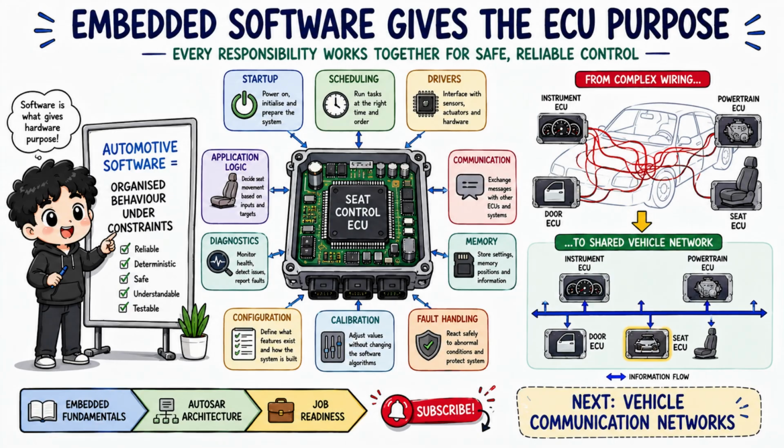One important question now remains. How does the seat controller obtain information from the rest of the vehicle without a separate physical wire for every signal? The next lesson introduces vehicle communication networks.